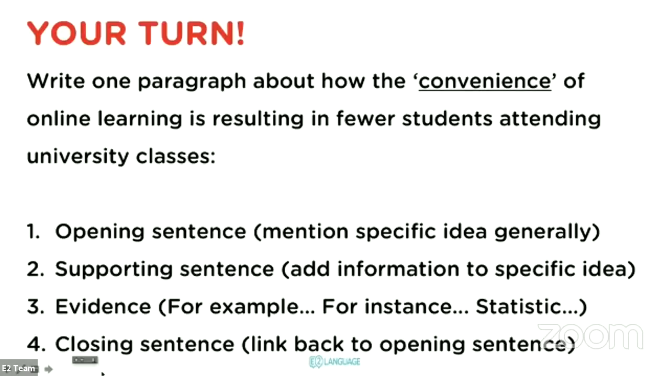So I want an opening sentence that mentions convenience just in general. Then I want a supporting sentence that adds information to that idea about convenience. Then I want some evidence, like an example or an instance or a statistic. Then I want a closing sentence that links back to the opening sentence and basically says the same thing in different words.